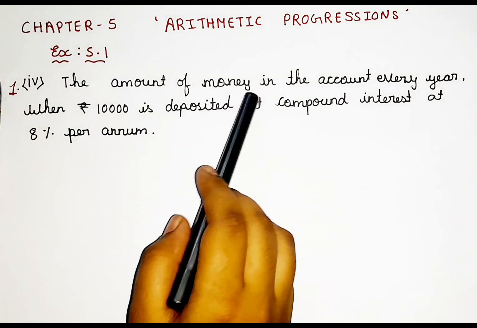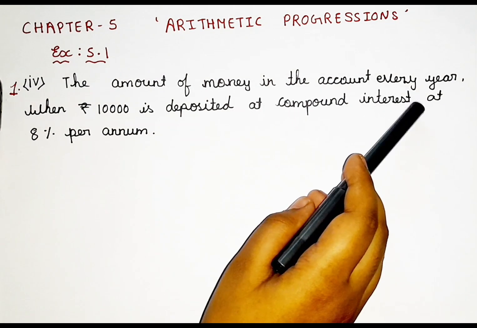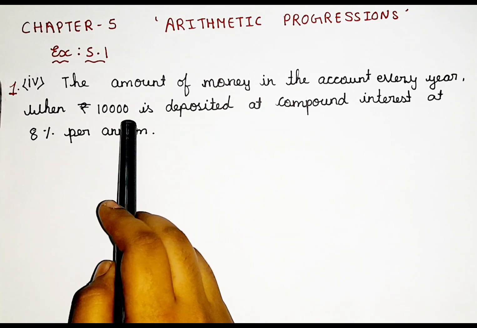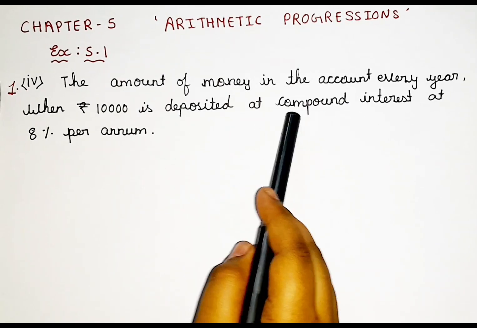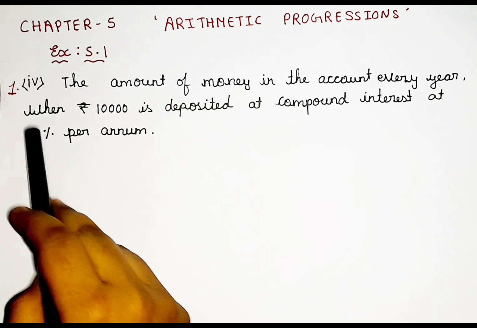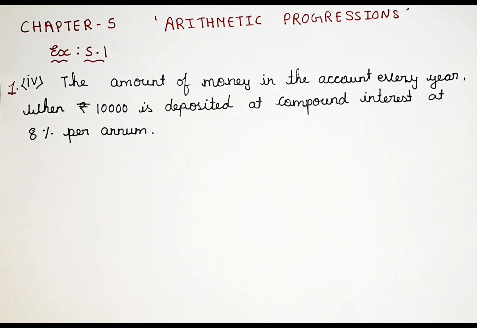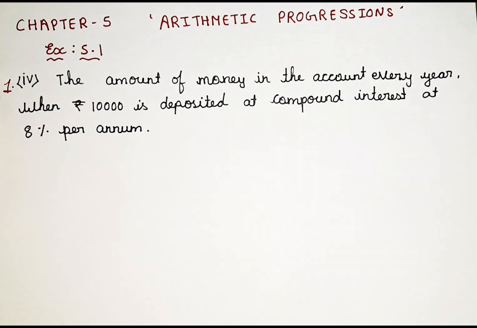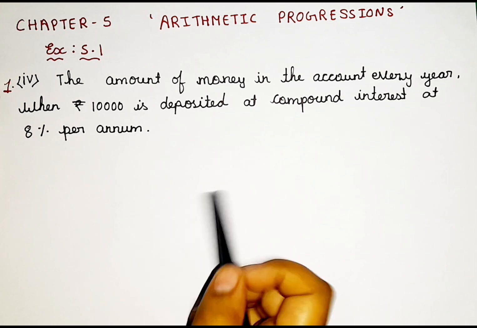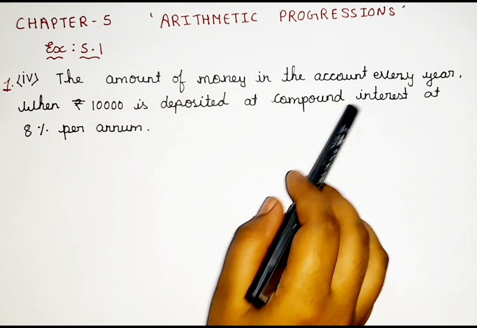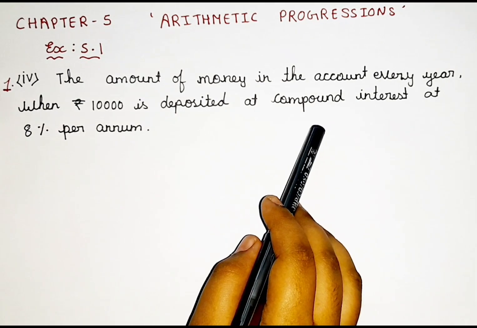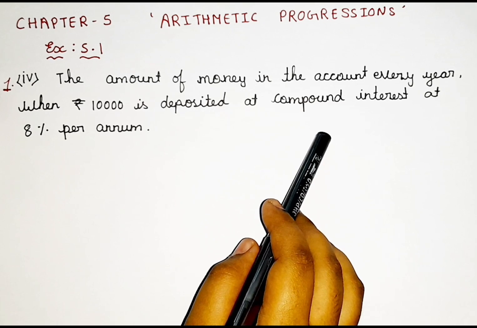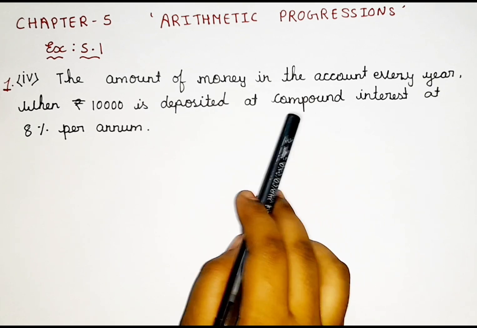The amount of money in the account every year when rupees 10,000 is deposited at compound interest at 8% per annum. So here we are just giving some money to the bank. With that money the bank makes compound interest. That means with that money they take interest. That is the meaning of compound interest.